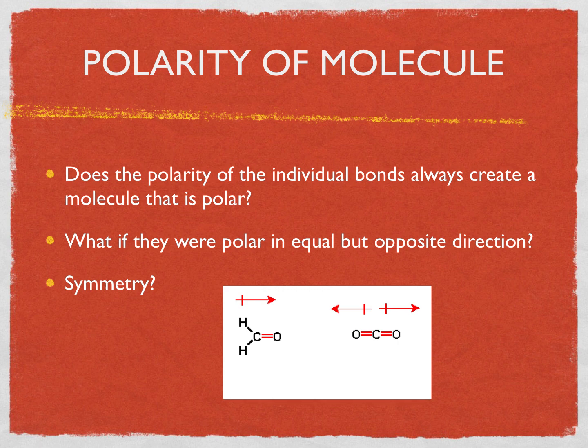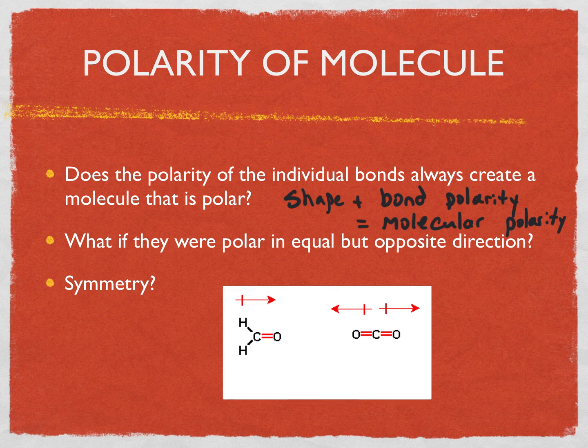So I'm going to start you off with this question. Does the polarity of the individual bonds always create a molecule that's polar? Well, it might be possible, but what we really need to do is take into account the shape of the molecule. The shape of the molecule and the bonds together will result in the molecule being either polar or nonpolar.